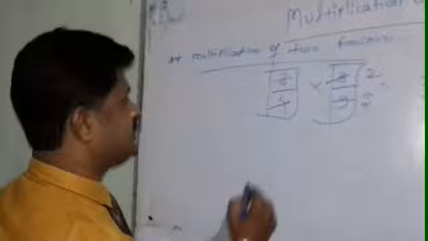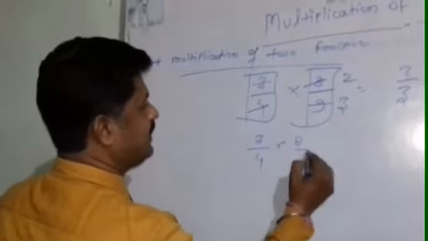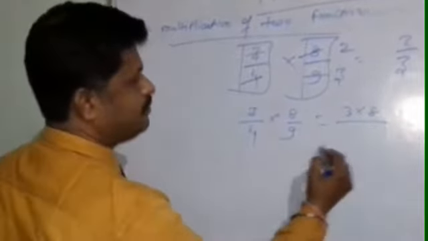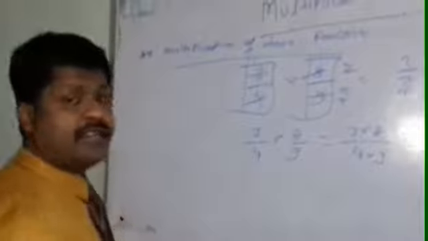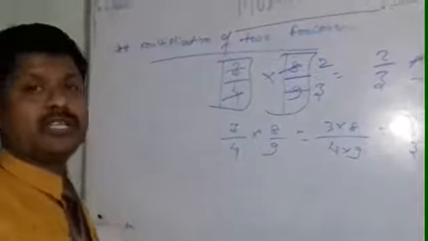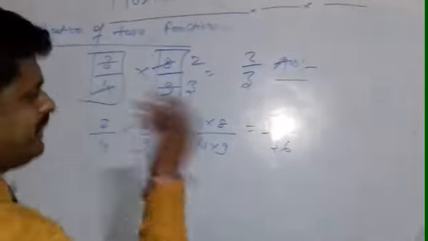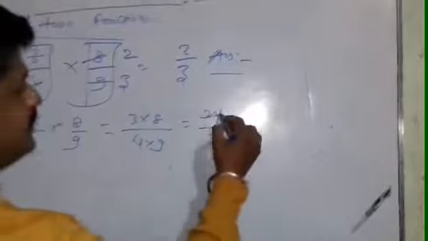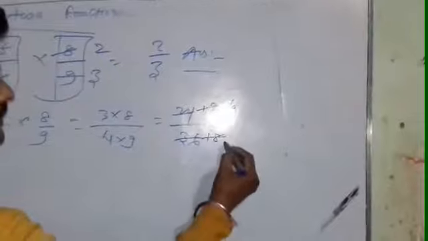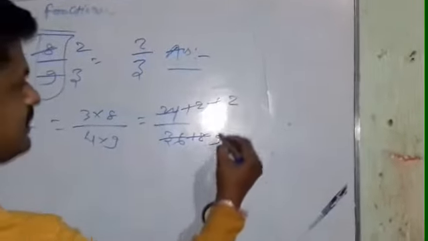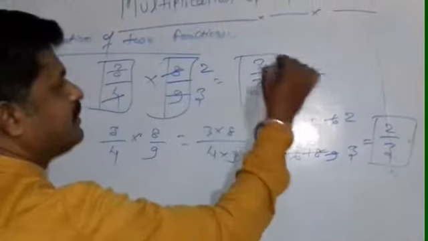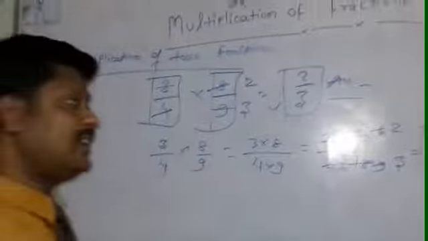And the second process is 3 by 4 multiplied by 8 by 9. Then you multiply 3 by 8 and 4 by 9. You will see that 8 threes are 24 and 9 fours are 36. And then we will cut it. We will divide it: 12 twos are 24, 18 twos are 36. Here 6 by 9. Again 3 twos are 6, 3 threes are 9, and 2 by 3 is our answer. This is our second process. That means here we see that 2 by 3 is the answer and here we see that also 2 by 3 is the answer.